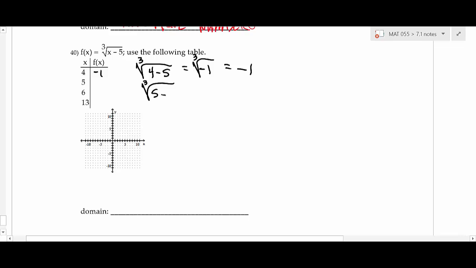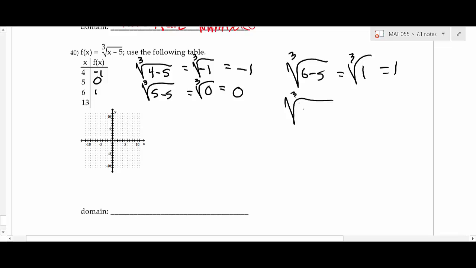Cube root of 5 minus 5. What did you get on that? 0, right? Okay. Next one, cube root of 6 minus 5. What did you get on that? 1. That's 1. Okay. And then the last one, we have cube root of 13 minus 5. How about that one? That gives 2. All I'm doing is arithmetic. Now you have to do the order of operations the correct way. Okay, so you'd have that. You guys see what I'm doing? If everything's under the radical, work under the radical, then do the cube root. Okay, you've got to do it in that order.